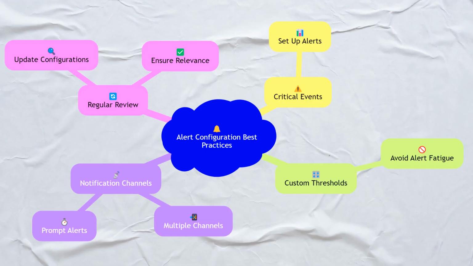When configuring alerts for GitHub Actions and Azure pipelines, it's important to follow best practices to ensure that alerts are effective and actionable. Some best practices include setting up alerts for critical events, customizing alert thresholds to avoid alert fatigue, and using multiple notification channels to ensure that alerts are received promptly. Additionally, it's important to regularly review and update your alert configurations to ensure that they remain relevant and effective.